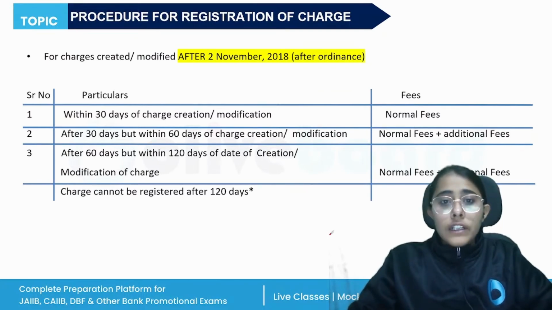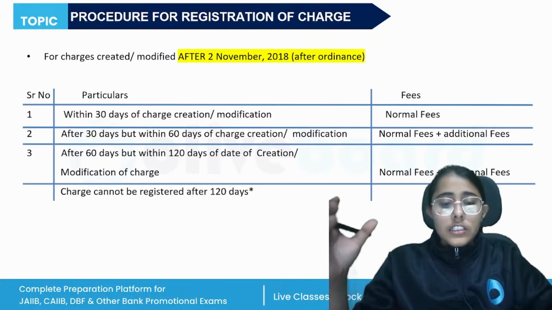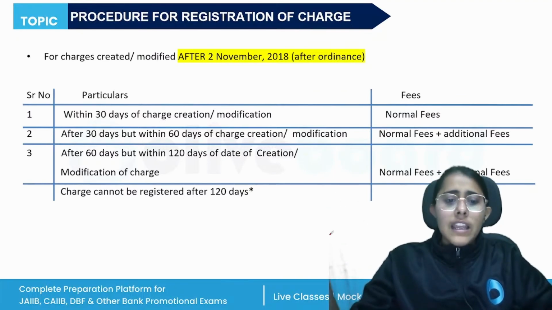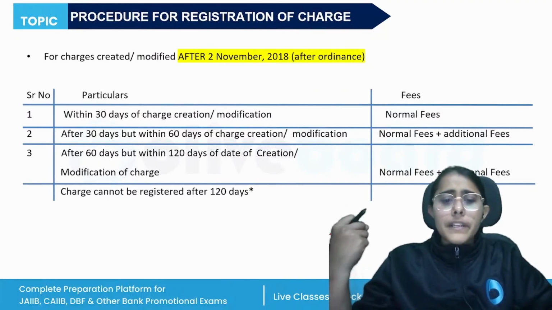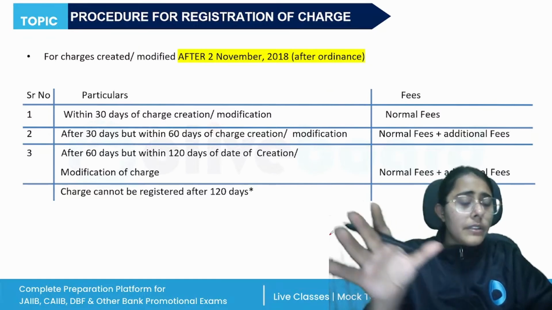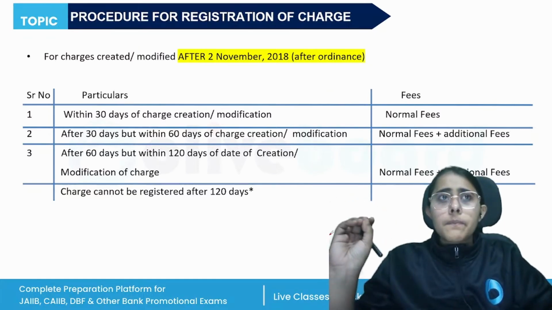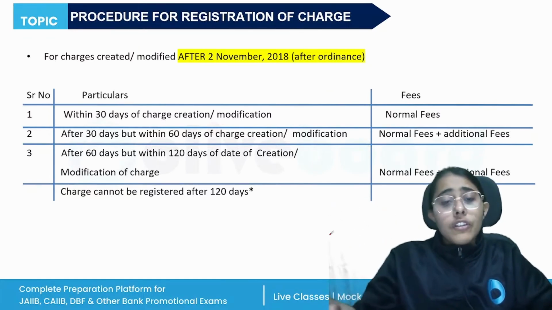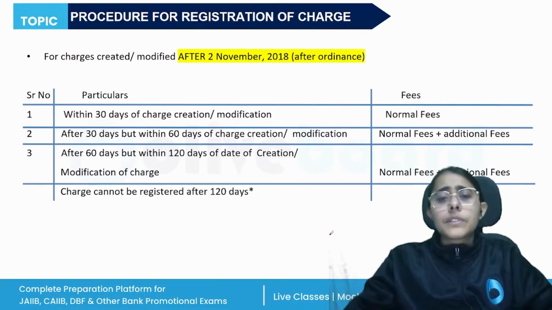Now, an ordinance was made in 2018. Before this ordinance, the charges that were created or modified had to be registered within a period of 30 days with normal fees. Then beyond 30 days up to 300 days with normal and additional fees. Then again, an additional 6 months were given, right? So these terms were not up to the mark, or we'll say that the registration of charge was not compulsory because these were very flexible, ranging up to 1 year, 6 months, and so on.